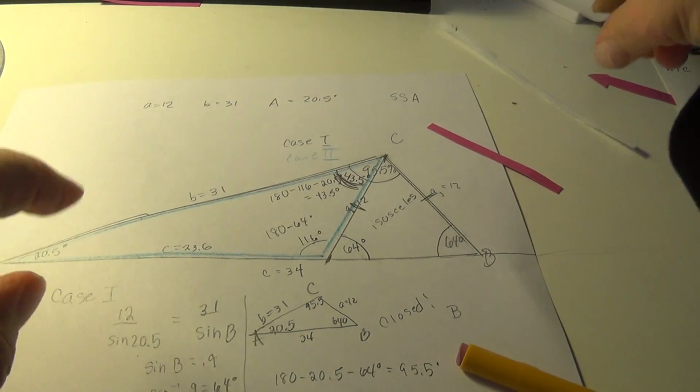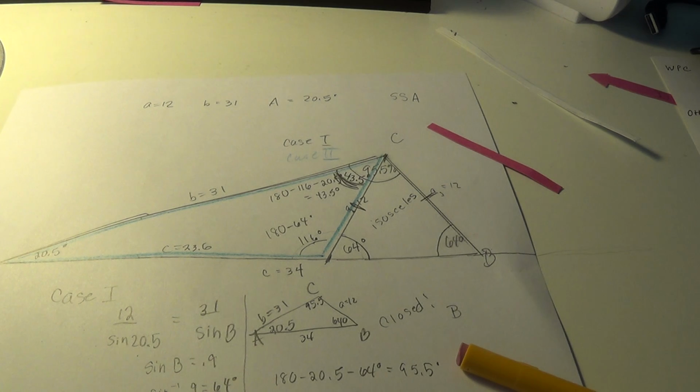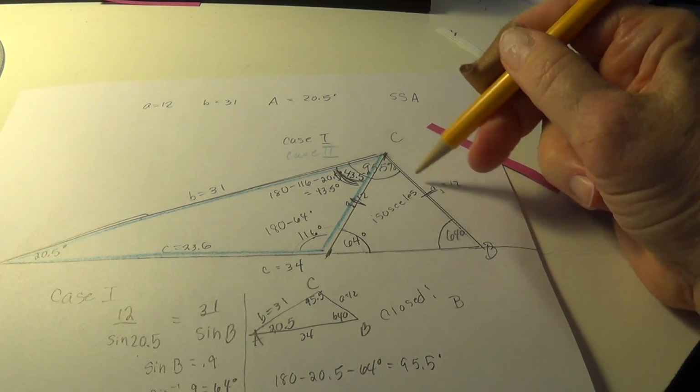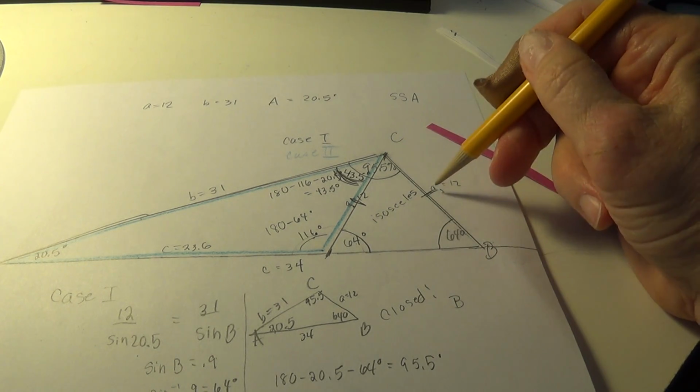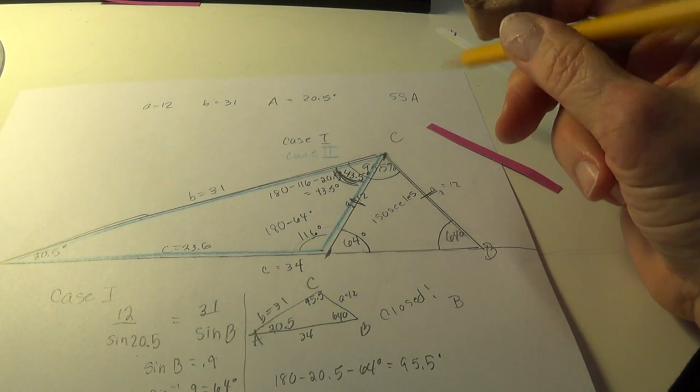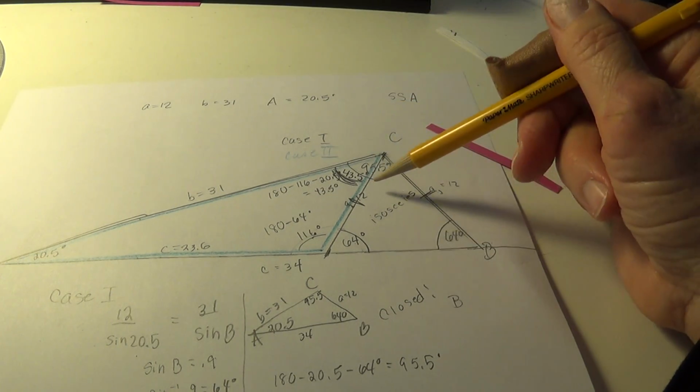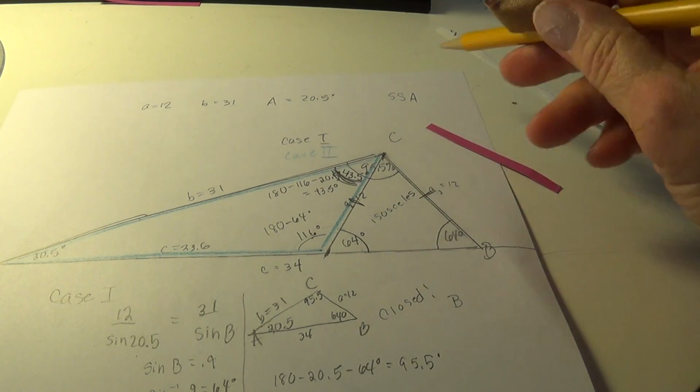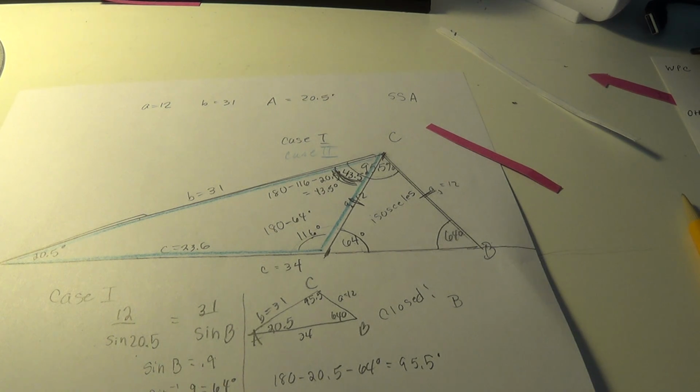Let me go ahead and shut this video down. I want to show you an example of a side A over here that is known, which will only make one triangle. And it will not be no triangle, it won't be two triangles, it'll be one triangle. And I'll try that again. So hold on to your hats. You'll have to come back for part 3.